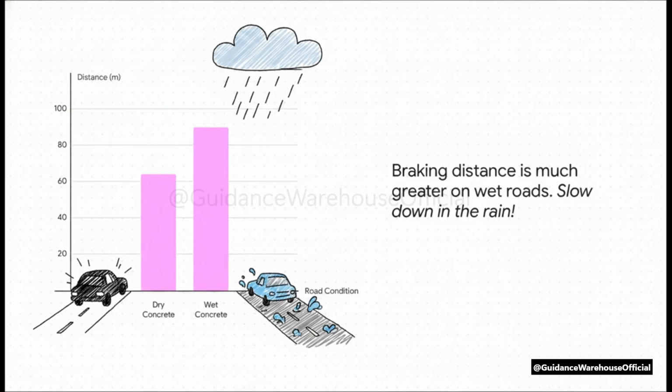So we run the numbers and find the car stops in about 64 meters on dry concrete. But look what happens when the road is wet. The deceleration isn't as strong, and the stopping distance jumps all the way up to 90 meters. That's a massive difference, and it's exactly why you need to give yourself more room in the rain.